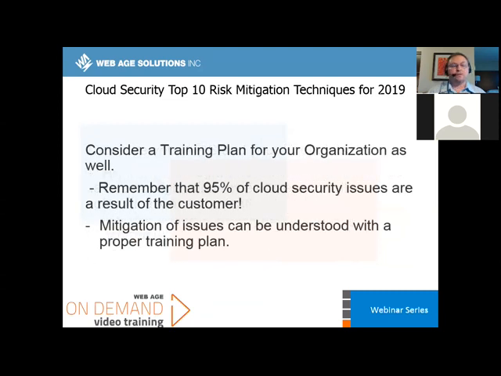One quick note before we get ready to wrap up here. One of the things to consider is a training plan for your organization. Remember that 95% of the cloud security issues I mentioned earlier are typically a result of the customer, the environment, the culture, just not paying attention and being proactive. A lot of this can be remedied by just awareness training, right? Mitigate the issues that you can understand.